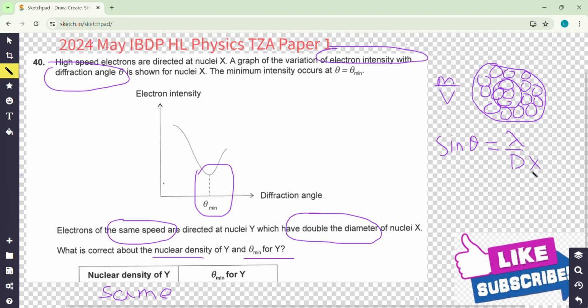Now d doubles. How about lambda? Lambda is the wavelength, related to the momentum of the electron, and you have to look up the equation again. De Broglie wavelength equals h over p. Yes, same speed, same momentum, so same lambda, so lambda over d changes. d is doubled, so the whole fraction drops. And as sine theta increases with theta, this also drops the angle. So theta minimum should decrease.